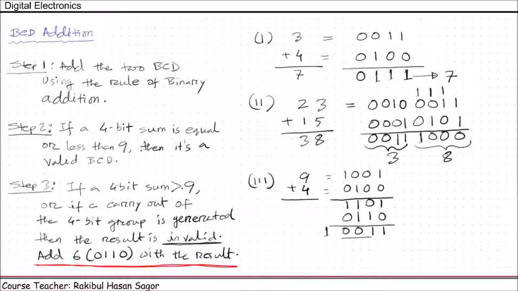So this is a 4-bit group, and we have another 4-bit group if we put 3 zeros at the beginning. What is the corresponding decimal value of this BCD number? That will return you 3, and we have 1. So the result will be 1, 3, 13. And we can see 9 plus 4 equals 13.